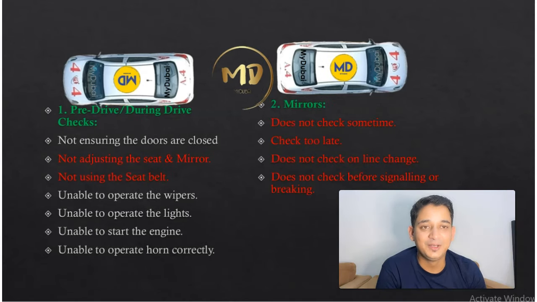Mistakes which you can make with the mirrors are: does not check sometimes or checks too late, does not check on lane change, does not check before signaling or braking. These are all very important, and you need to make sure that you do check the mirror before signaling or braking or on lane change.